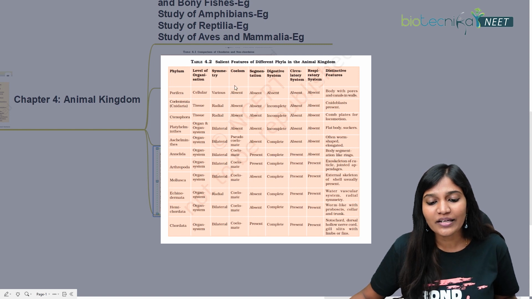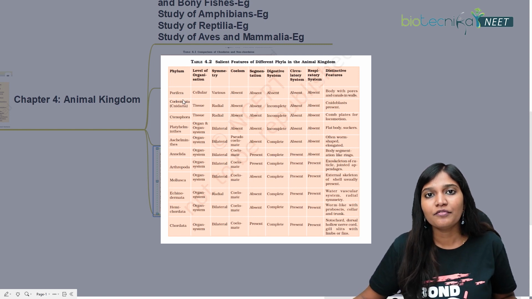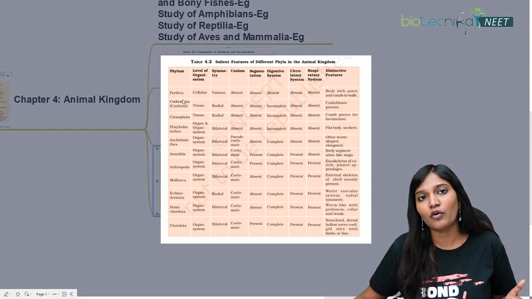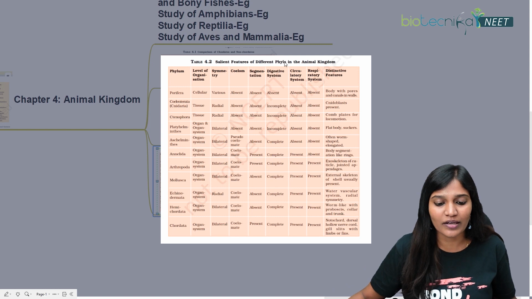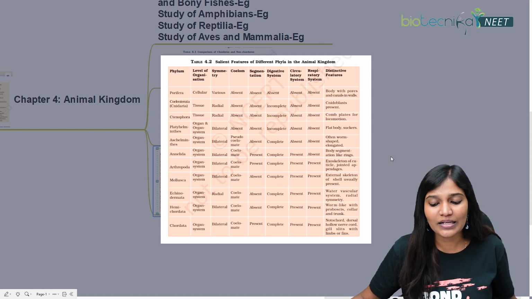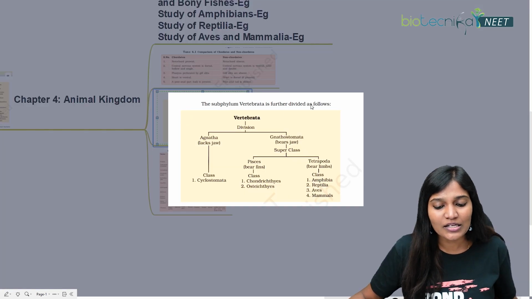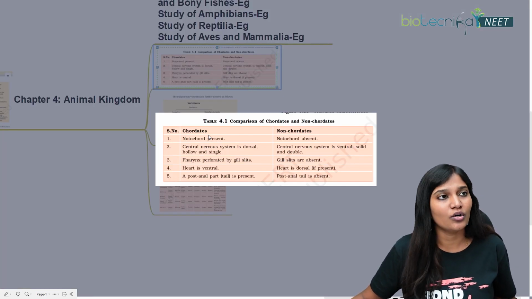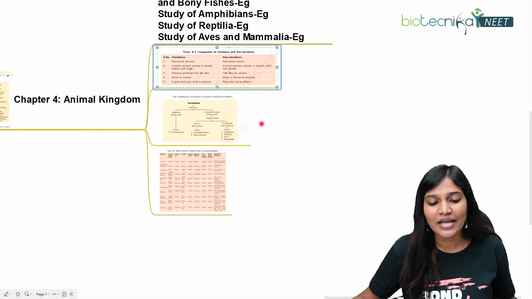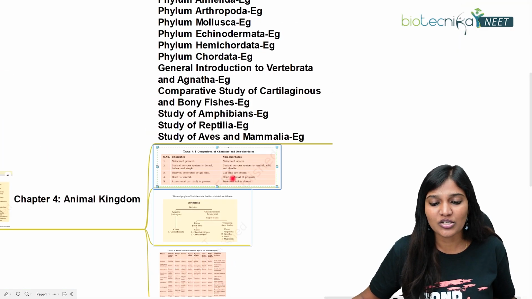So you have to study all the things, digestive system, circulatory system. How you can learn is first study the levels of organization for all the organisms and make a tabulation for all the organisms completely. Then come back to this one and start learning this one. Next, you have to learn the subphylum Vertebrata, this flowchart, and this is the difference between notochord and non-notochord. So this is also going to be very, very important. You will have questions based on this.